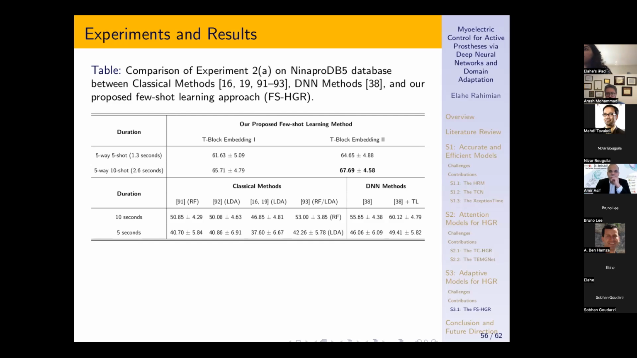So when we compare our results with the DNN methods and classical methods, we can see that we achieve that accuracy in, for example, 2.6 seconds. But the transfer learning approaches need 10 seconds for calibration and fine-tuning to approximately achieve that accuracy.